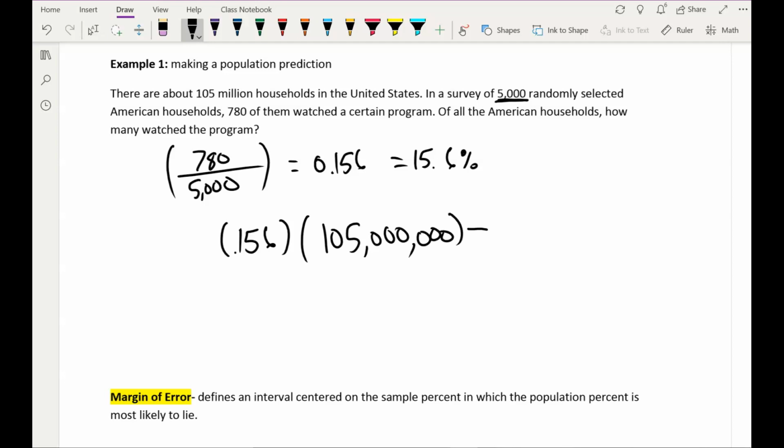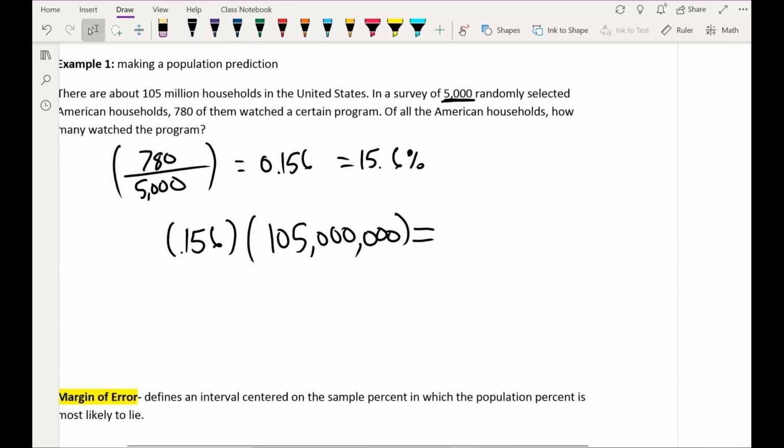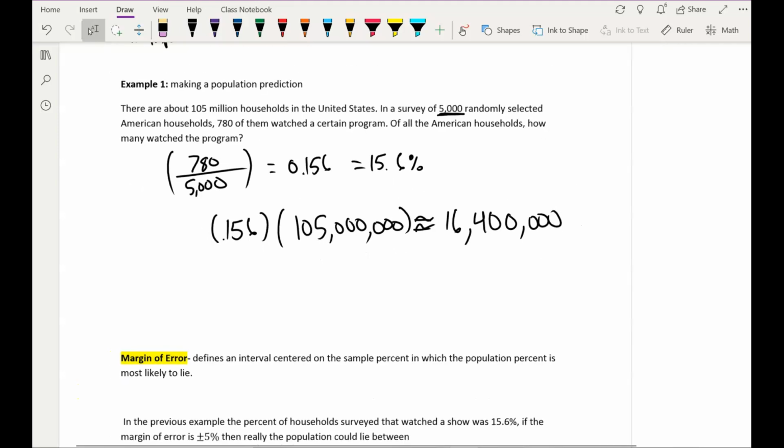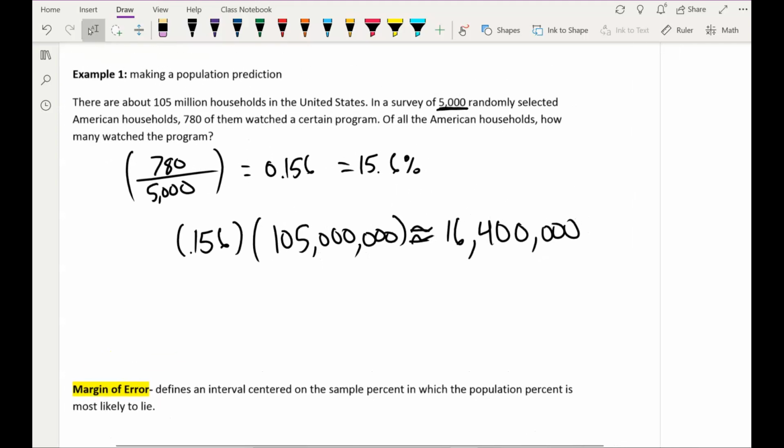We multiply that out. You will find that you get about 16 million, I'm going to round, 16,400,000 households. So about 16,400,000 households out of 105 million households watch the program. The whole point of doing this is we've been working with surveys and things so far. You can use a survey to make general assumptions about a population.